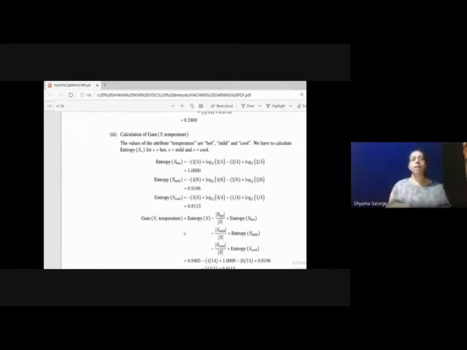Now, from these 3 entropy values, you can find out the gain. For finding the gain, you need the entropy of the entire data set minus S hot divided by S into entropy of S hot, minus S mild divided by S into entropy of S mild, minus S cool divided by S into entropy of S cool.